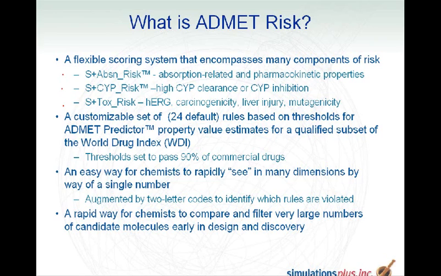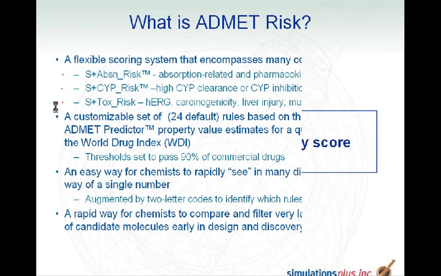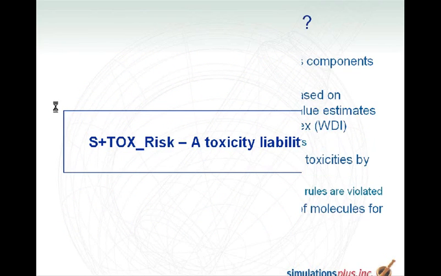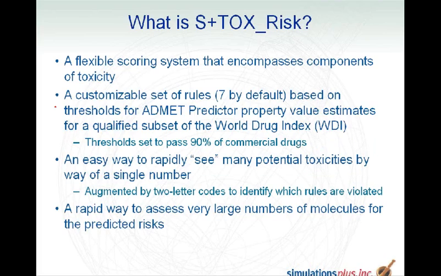CYP risk, which measures if a compound has high CYP clearance or causes CYP inhibition, and then finally tox risk, which I'll discuss in detail. So tox risk is a toxicity liability score, and it is a flexible scoring system and encompasses components of toxicity.